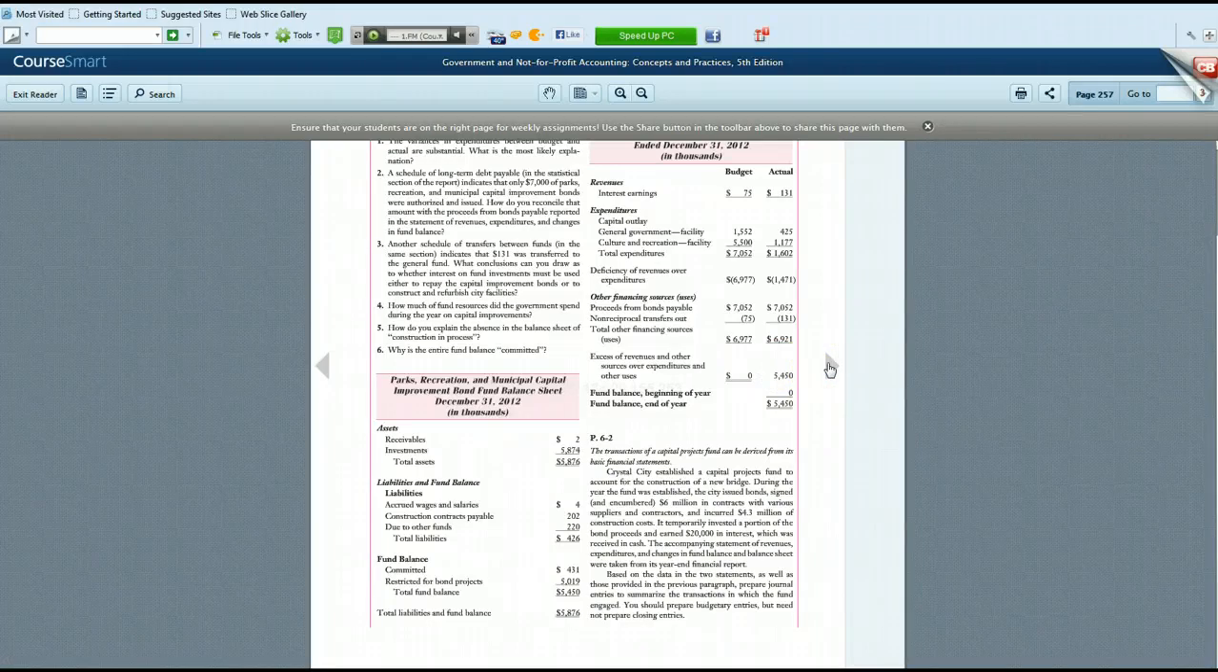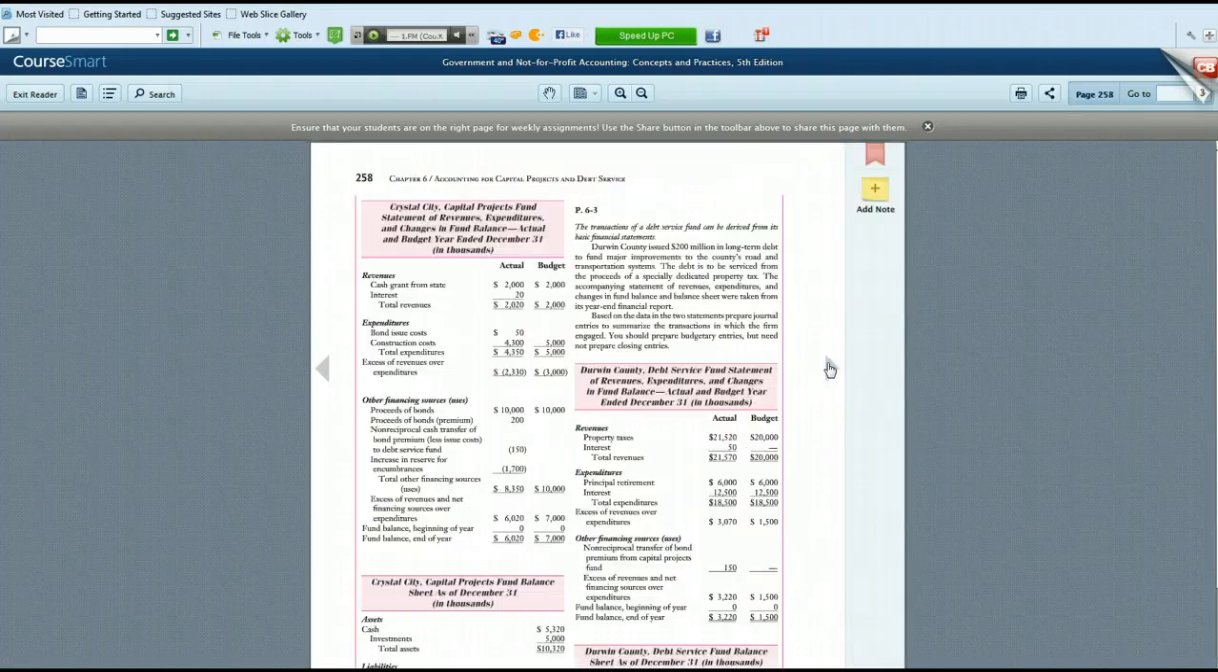So let's take a look at the financial statements. You can see here a cash grant from the state of $2 million. It was budgeted to be $2 million. The interest came in at $20,000. The expenditures budgeted were construction costs of $5 million. What actually was spent was construction cost of $4.3 million, and bond issue cost of $50,000.